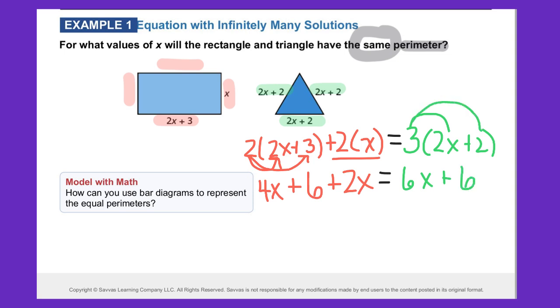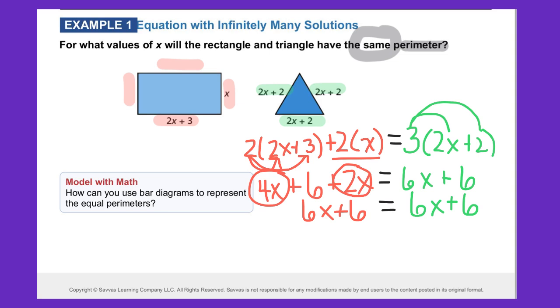All right, I clearly need to clean up on the left side. So let's put the x's together. 4x's and 2x's make 6x's and a 6 on the left. And I had 6x's and 6 on the right. Now I'm going to stop right there. I don't have to go any further because I realize that both sides are identical. And when both sides are identical, it's not going to matter what your x value is. It is always going to work out.